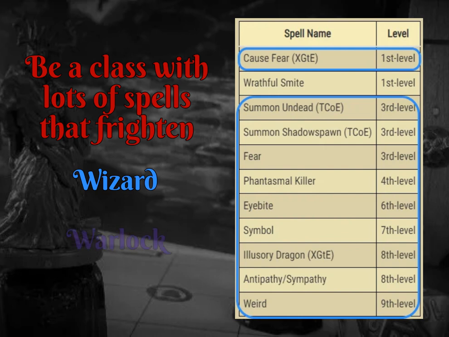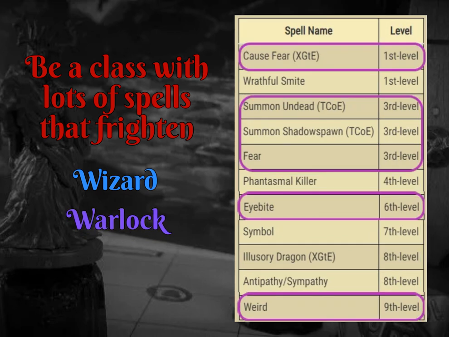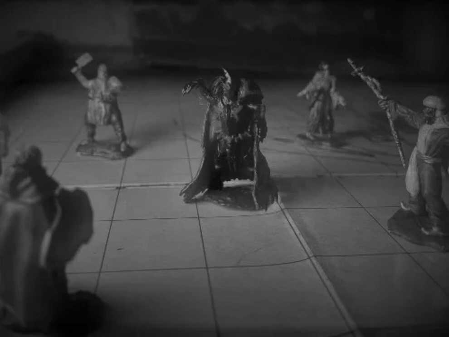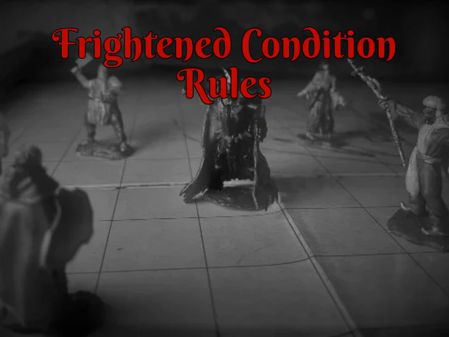Your next best bet is a warlock. Warlocks have access to 5 spells that cause a frightened condition, ranging from 1st to 9th level. Bards also have access to 5 fear-inducing spells, but they're all 3rd level or higher. Those are just a few ideas on how to use the frightened condition in D&D 5e. Now I'm going to quickly clear up a few rules misconceptions about how the condition works.